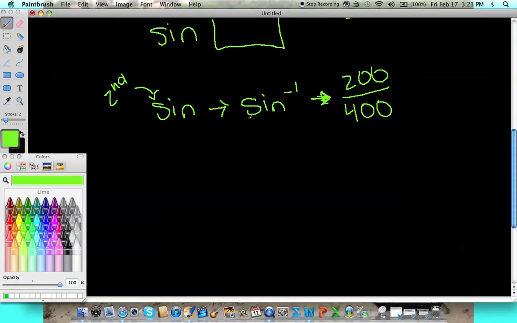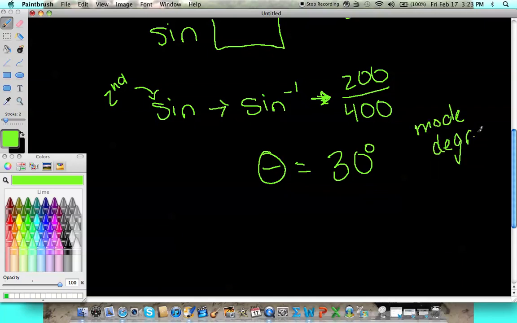So I hit second sine, or the inverse sine of 200 divided by 400, and the calculator will tell me, hey, that angle, it's not going to give me the theta symbol, but it will tell me that it's 30 degrees as long as I'm in the mode of degrees, because I want to know my angle in degrees. All right, so that's how you use those trig functions to solve right triangle trig problems.